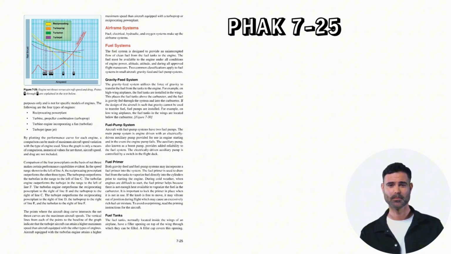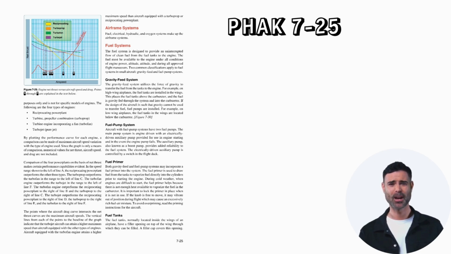Gravity feed system. The gravity feed system utilizes the force of gravity to transfer the fuel from the tanks to the engine. For example, on high-wing airplanes, the fuel tanks are installed in the wings. This places the fuel tanks above the carburetor, and the fuel is gravity-fed through the system and into the carburetor. If the design of the aircraft is such that gravity cannot be used to transfer fuel, fuel pumps are installed. For example, on low-wing airplanes, the fuel tanks in the wings are located below the carburetor.